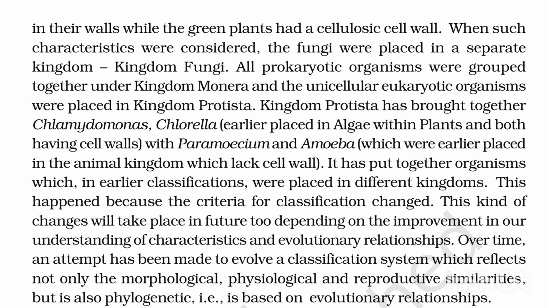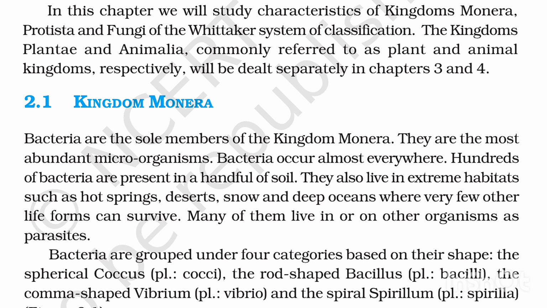This kind of change will take place in future too, depending on the improvement in our understanding of characteristics and evolutionary relationships. Over time, an attempt has been made to evolve a classification system which reflects not only the morphological, physiological, and reproductive similarities, but is also phylogenetic, that is, based on evolutionary relationships. In this chapter, we will study characteristics of kingdoms Monera, Protista, and Fungi of the Whittaker system of classification.